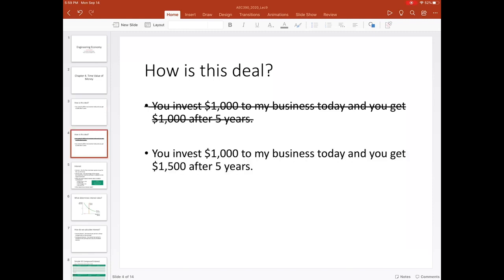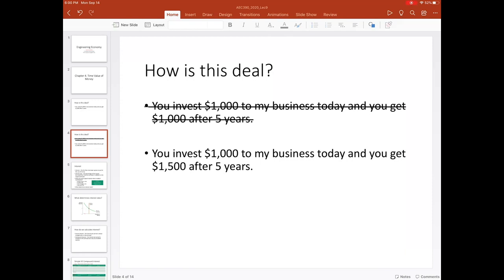And the second one is you invest 1,000 in my business today, and after 5 years, I give you 1,500 as a total payback. Between these 2 options, which one do you prefer? Think about that. I think it's very easy to decide. Everybody wants to go with the second option, right?